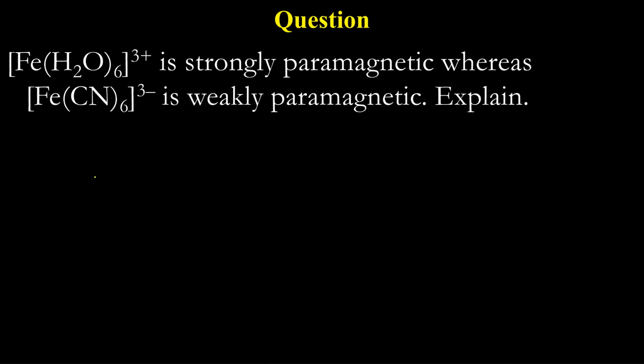[Fe(H2O)6]3+ is strongly paramagnetic, whereas [Fe(CN)6]3- is weakly or feebly paramagnetic. Why? The reason is very simple. Greater the number of unpaired electrons, greater the paramagnetism. So in this case, you have a greater number of unpaired electrons. In this case, there will be unpaired electrons, but not that many. Less number of unpaired electrons.